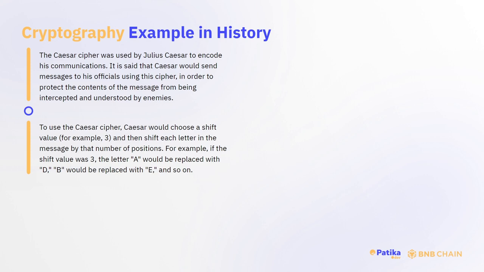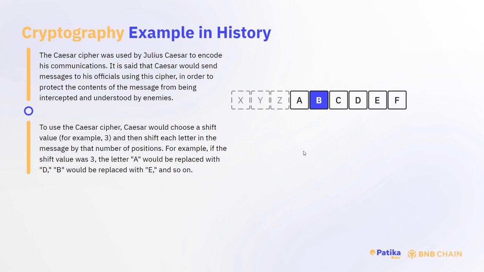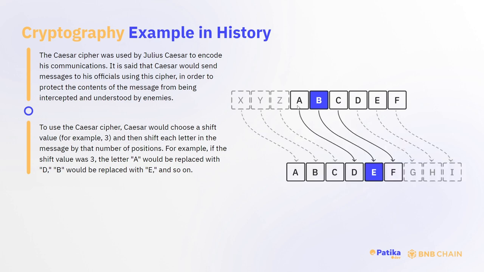To use the Caesar cipher, Caesar would choose a shift value, for example 3, and then shift each letter in the message by that number of positions. For example, if the shift value was 3, the letter A would be replaced with D. In this example, we want to send a message ABC. It doesn't make any sense, but we are trying to understand the idea here. This can be done by shifting the letter A's position in the alphabet by 3. When we do that, we get the value D. For B, we get the letter E. And for the C, we get the letter F. For an enemy, it's something completely different.